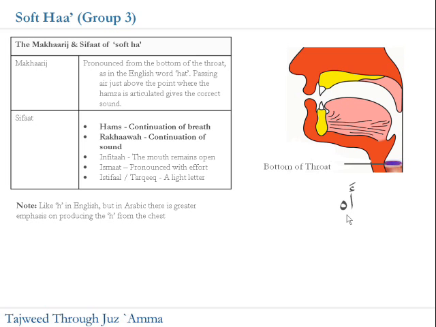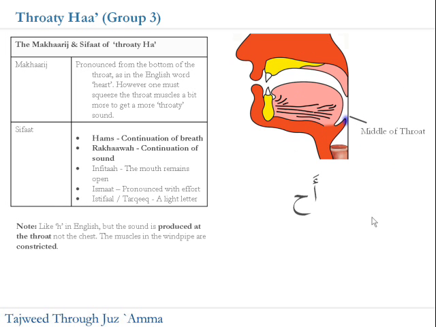Now when you say it when it's voweled, it will just be ha, he, hu. So we don't need to go very deep there. The deeper chesty sound is really more emphasized when the ha itself is sakin. Otherwise you can just relax and say the ha quite normally like you do in English, with a tiny bit more emphasis on the chest.